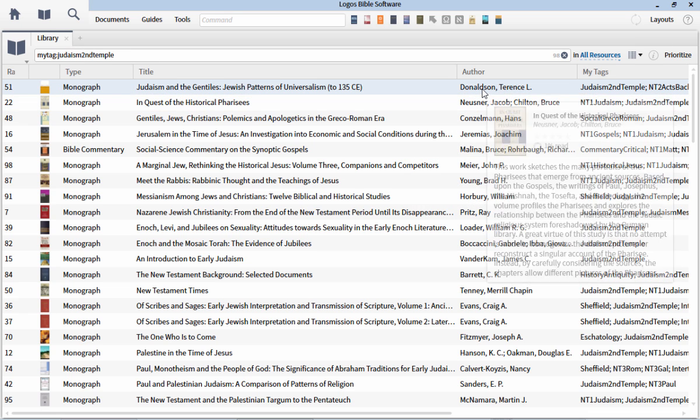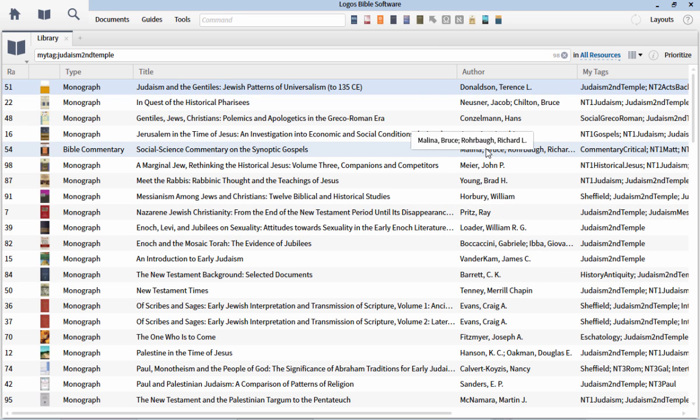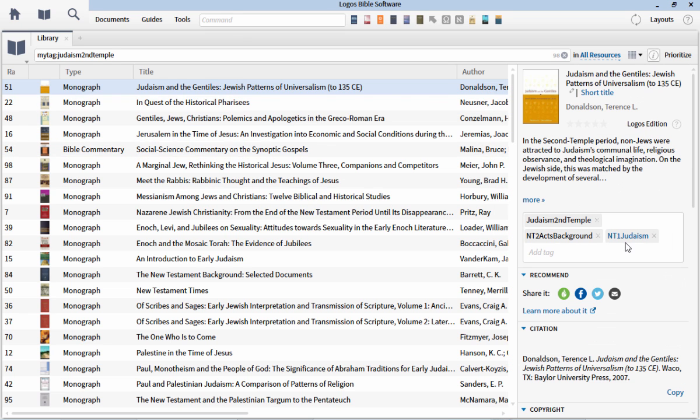So I just found the books one by one. I went through my library, and then when I found the book, I gave it some tags. All right. You can make whatever tags you want, whatever makes sense to you.